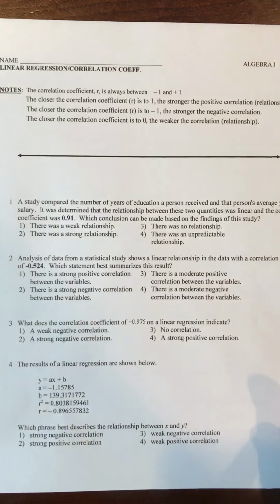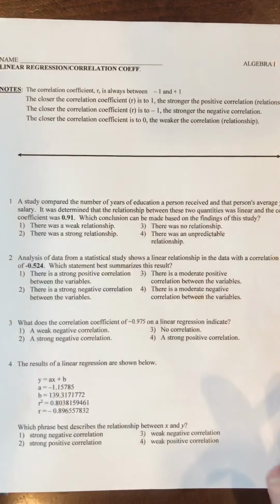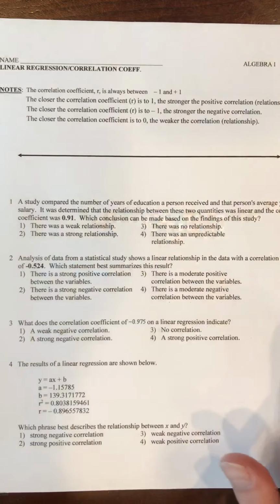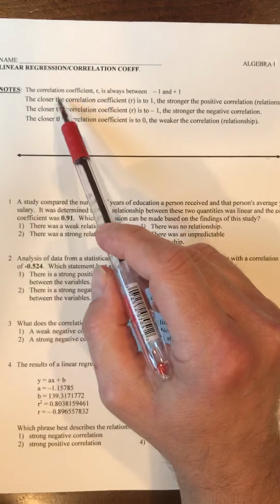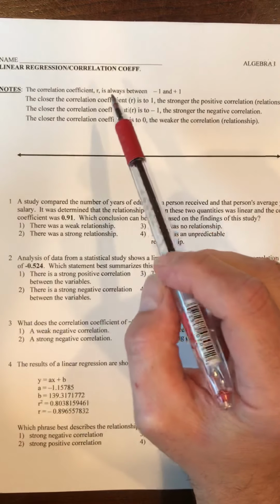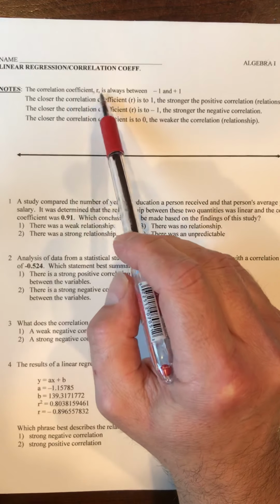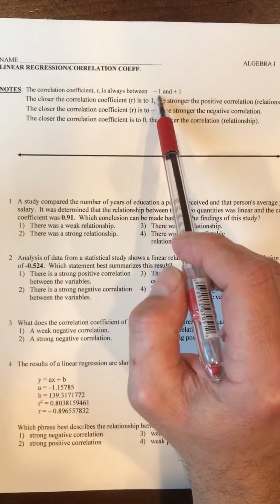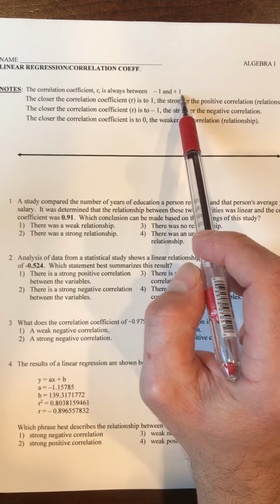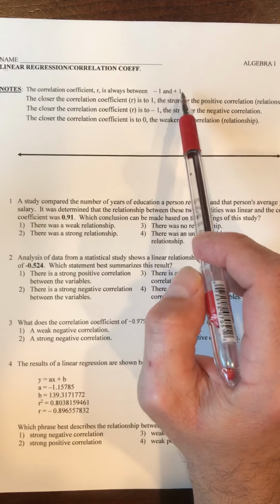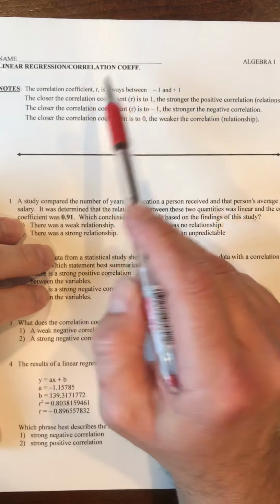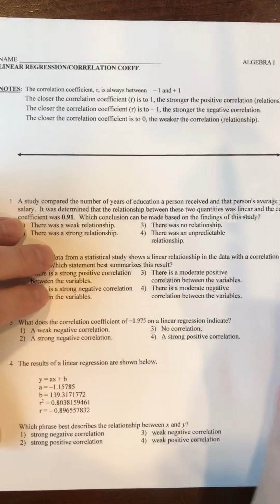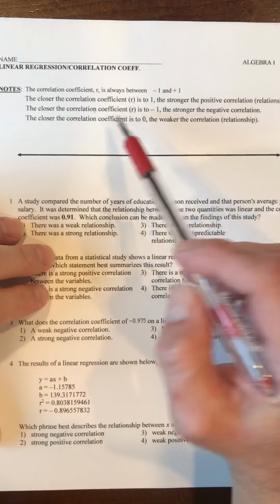All right, guys. This lesson's on the correlation coefficient and a little more practice of linear regression. It's important that you read over these notes and understand what they are. The correlation coefficient is always going to be between -1 and 1. It'll never be less than -1, and it'll never be greater than 1. So if you see those kinds of numbers referring to the correlation coefficient, those are wrong answers.